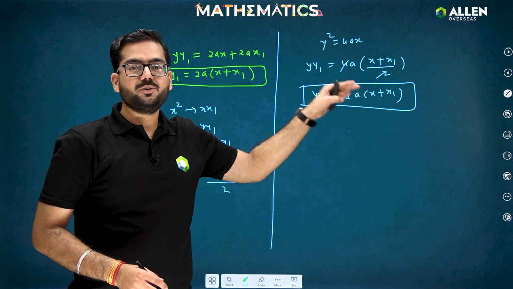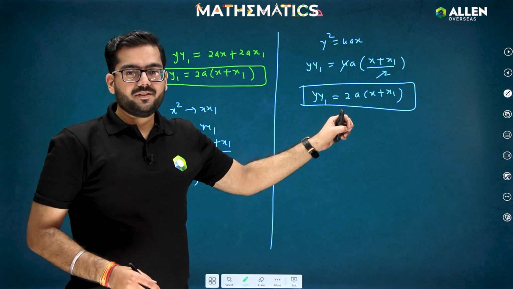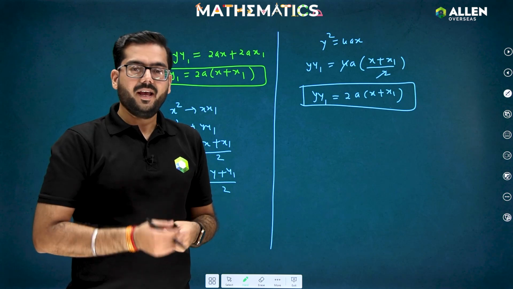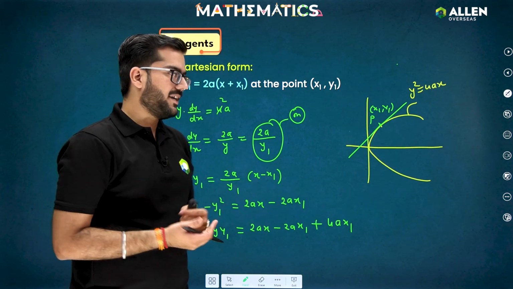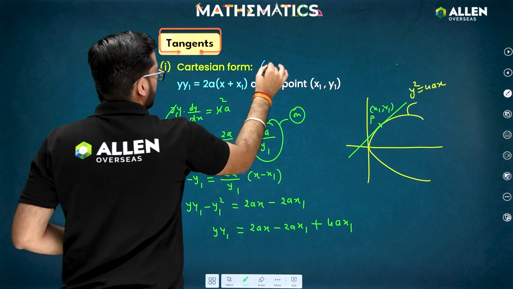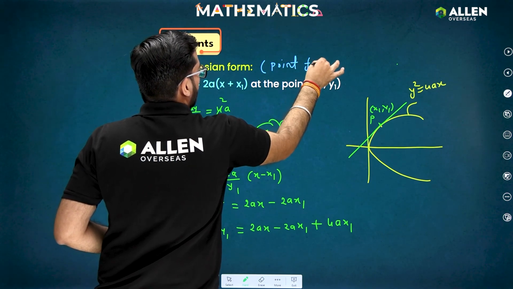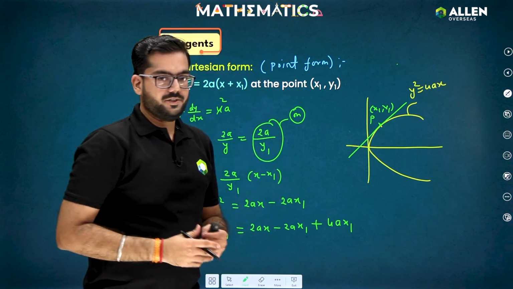And this approach you can just copy paste for other parabolas also. You will get the equation of a tangent in point form or in Cartesian form. This form is also known as point form. I hope everyone understood this one.